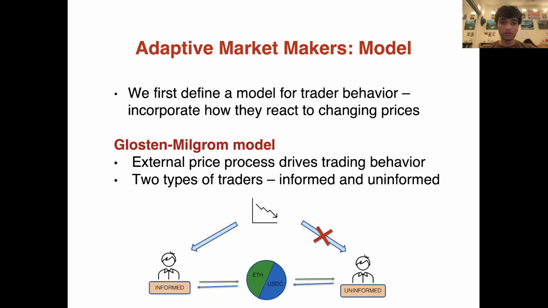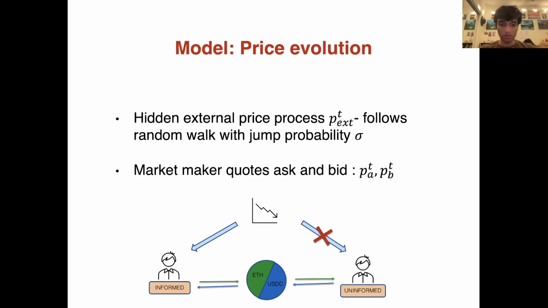To do that, we introduce a model for how traders behave. We want to incorporate how they would react to changing prices and changing external prices. To do that, we take the support of a model that has been used extensively in market microstructure literature, which is the Glosten-Milgrom model. The external price process in the Glosten-Milgrom model drives the trading behavior. We classify traders into two types, informed and uninformed.